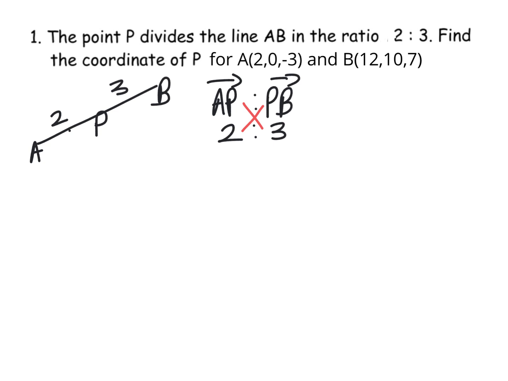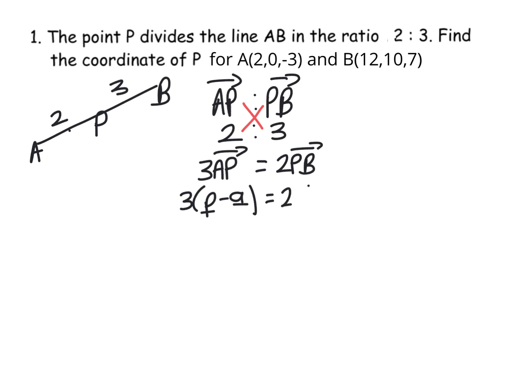So that gives us, oops-a-daisy, wrong colour pen. So that gives us 3A to P equals 2P to B. And then we do a wee bit of playing around and we rewrite A to P as P minus A. So we've got 3 bracket P minus A equals 2 bracket B minus P.